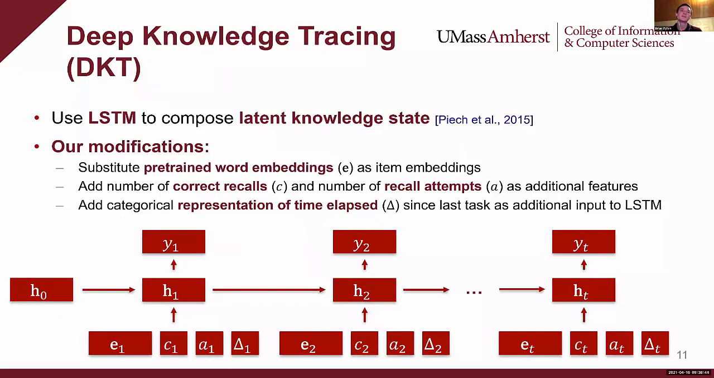Deep knowledge tracing uses an LSTM to compose the latent knowledge state. And we make a few modifications for this data set. So we substitute pre-trained word embeddings as the item embeddings. And then we add some additional features at each time step as input to the LSTM. We add the number of correct recalls at each time step and the number of recall attempts. And then we also add an embedding representation of the time elapsed since the last task, because we have the actual timestamps for each of these tasks.